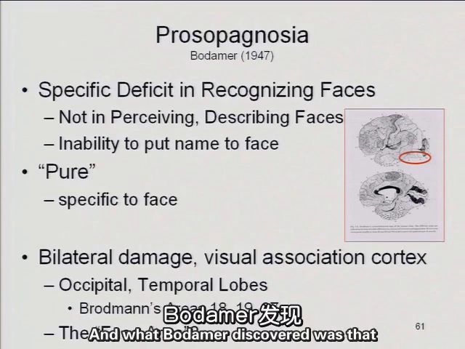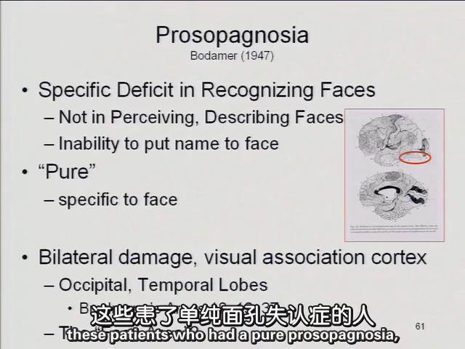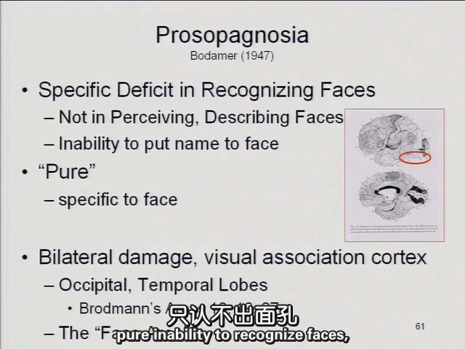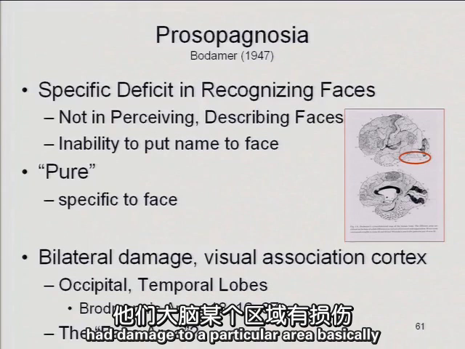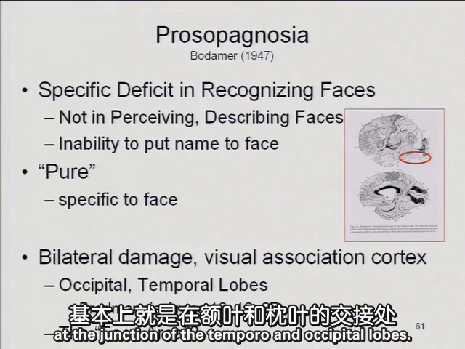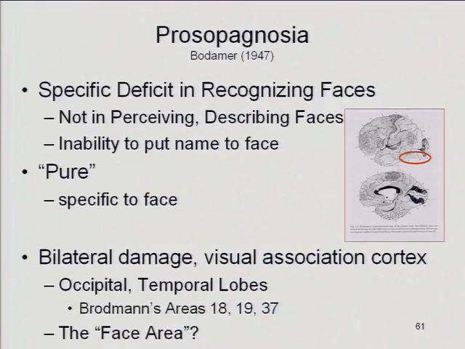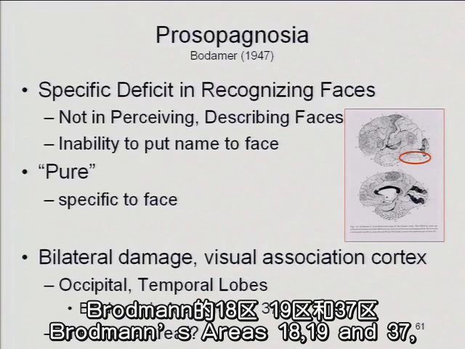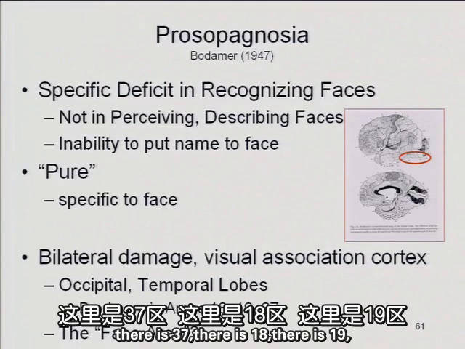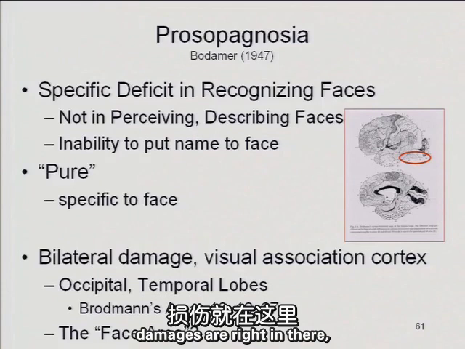And what Bodamer discovered was that these patients who had a pure prosopagnosia, a pure inability to recognize faces, had damage to a particular area, basically at the junction of the temporal and occipital lobes. Brodmann's areas 18, 19, and 37. There's 37, there's 18, there's 19. Damage is right in there, okay?